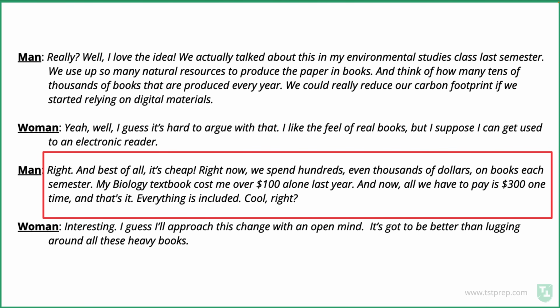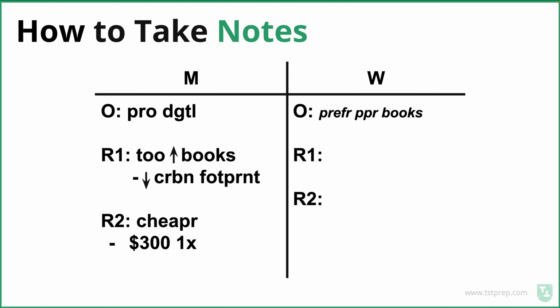She talks about it. She says, I guess it's hard to argue with that. I like the feel of real books, but I suppose I can get used to an electronic reader. And he says, right, and best of all, it's cheap. Right now we spend hundreds, even thousands of dollars on books. My biology textbook cost me $100 alone, and now we have to pay $300 one time, and that's it. All right, so he says cheaper, it's $300 one time.